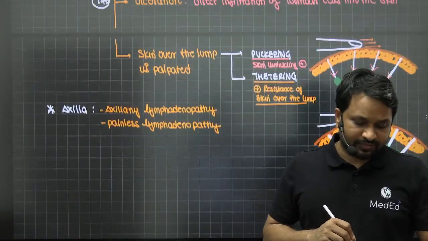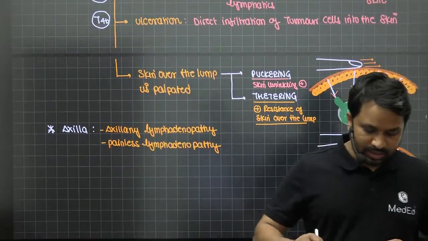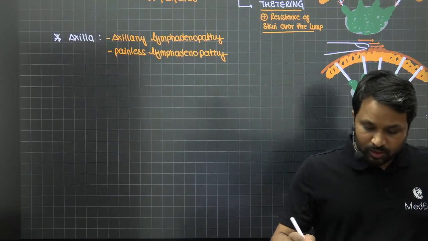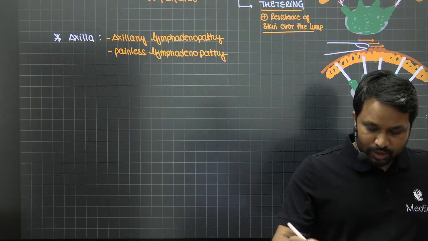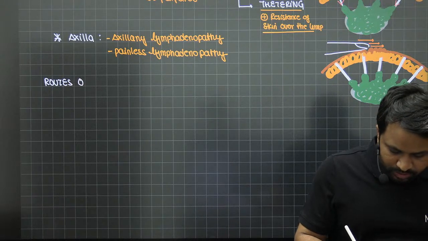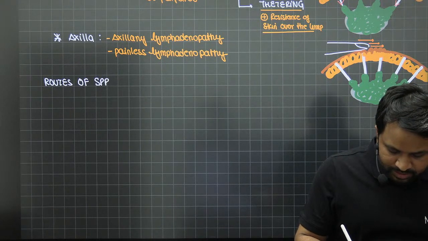So there are findings on the nipple, findings on the skin over the lump, and then there are axillary findings that are present, right? Now, because it's breast cancer, you should know the routes of spread, the routes of spread for breast cancer.